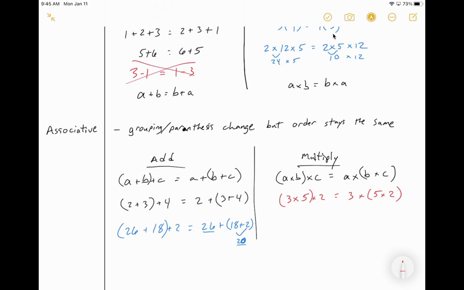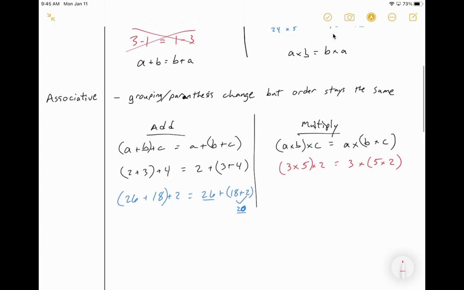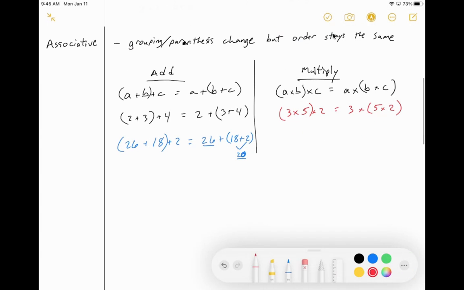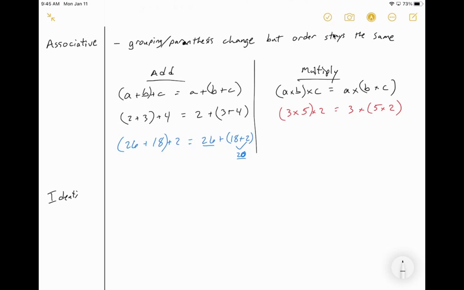All right. Okay. Two more quick ones that we want to talk about. Identity properties. Let's say the original number stays the same.